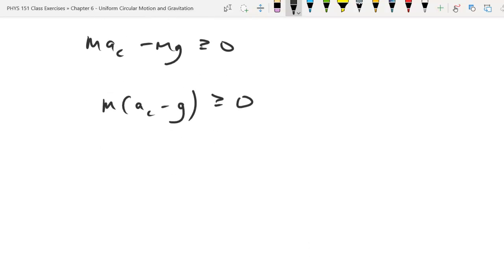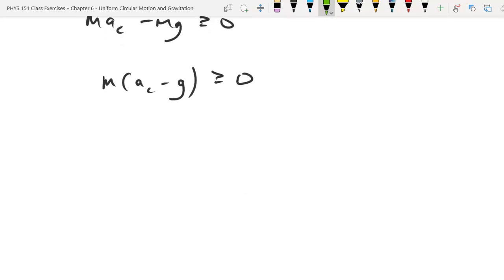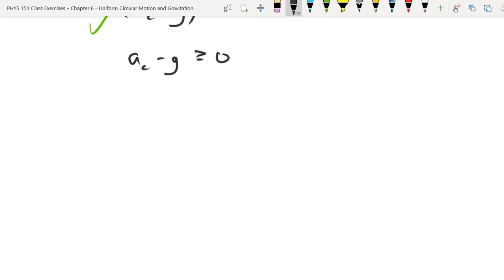Now my mass is always greater than or equal to 0, right? If I'm talking about negative mass, I have a completely different problem here, right? So massless water is very dangerous. So the mass, I can divide both sides by m, and it's going to go away, right? So I must have here the centripetal acceleration minus gravity is greater than or equal to 0. Or, pulling this g back over, the centripetal acceleration is greater than or equal to gravity.